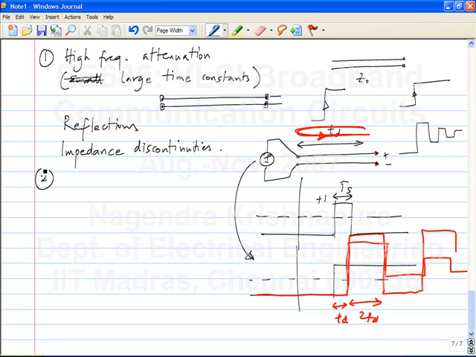Okay, and the second one we already discussed. It is crosstalk. What else can be a problem? How do you transmit digital data? You know, that is actually a big problem.